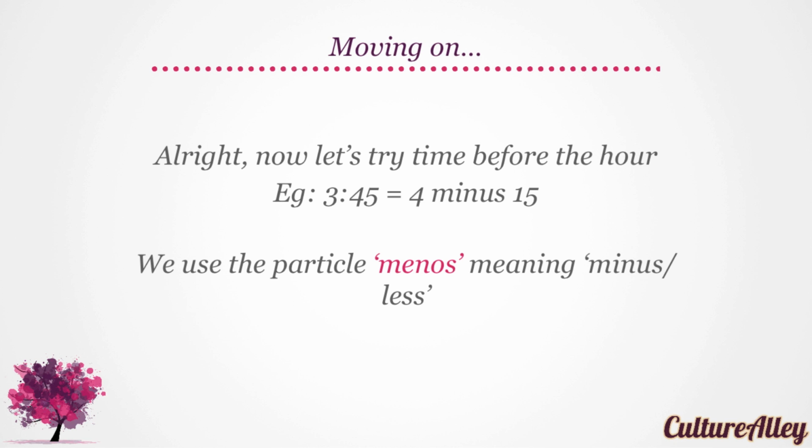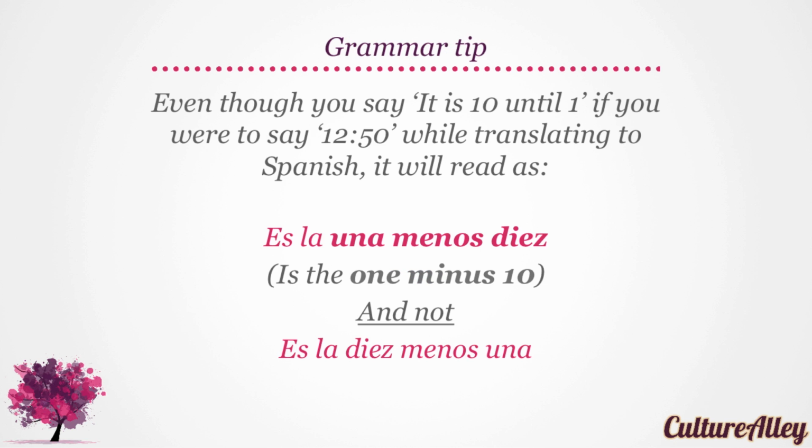All right, now let's try time before the hour. Let's see it by taking an example. 3:45 translates to 4 minus 15. The particle menos will be used in this case, which means minus or less. Even though you say it is 10 until 1, if you were to say 12:50, while translating it to Spanish, it will read as es la 1 menos 10. Is the 1 minus 10 becomes es la 1 menos 10, and not es la 10 menos 1.